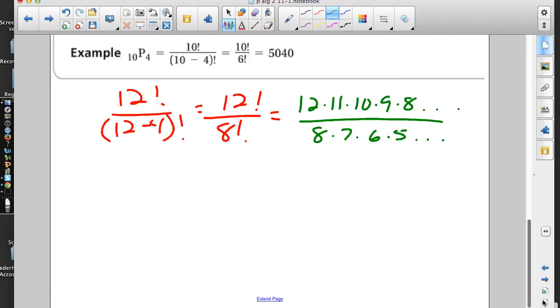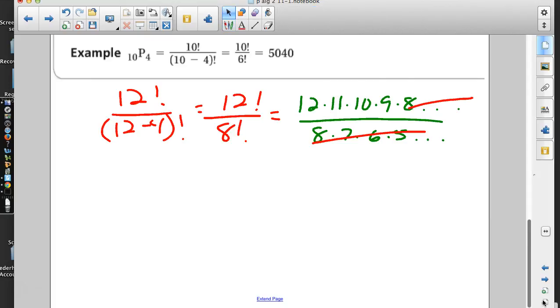And you realize if this is all multiplication, I could cancel anything on the bottom with anything on the top that's going to be exactly the same. That means anything from 8 on down is going to cancel out. And that gives me exactly what the fundamental counting principle would give me. So that's why this formula works the way that it does.